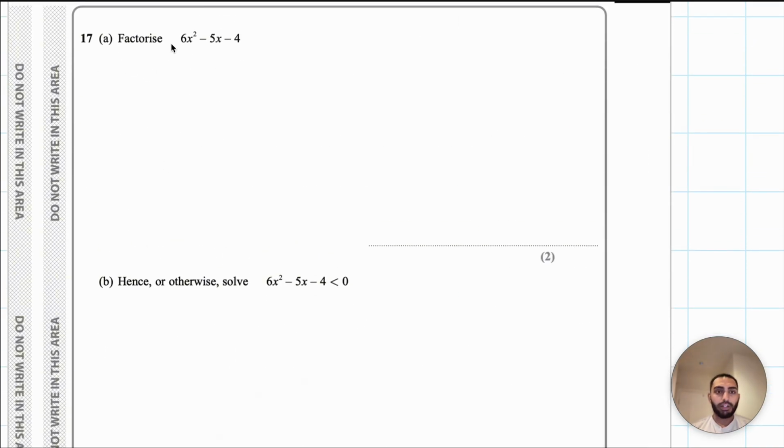Question 17. Factorize 6x squared minus 5x minus 4. First thing I'm going to do here, I'm going to multiply my a and my c. So I'm doing 6 times negative 4, which is negative 24. So I'm looking for two numbers that multiply to make negative 24, and they're going to add to make this b coefficient. So they're going to add to make negative 5.